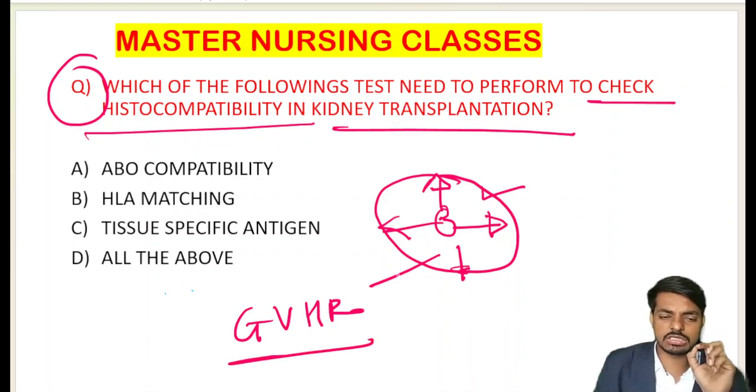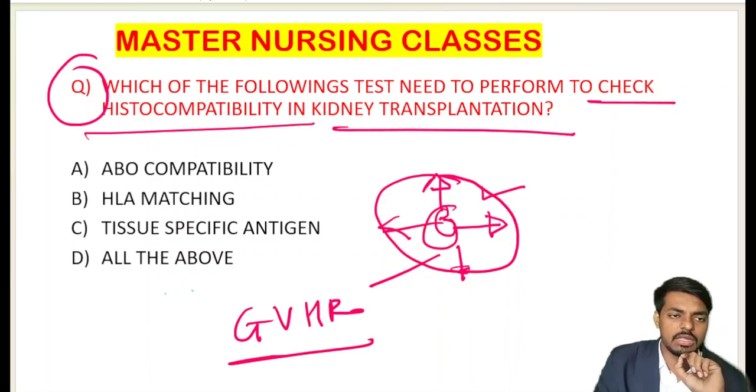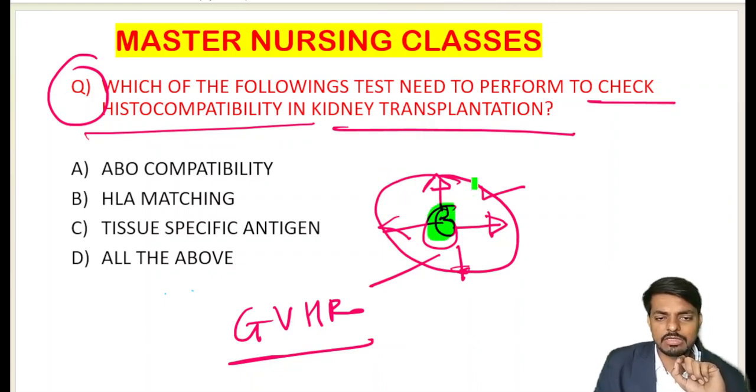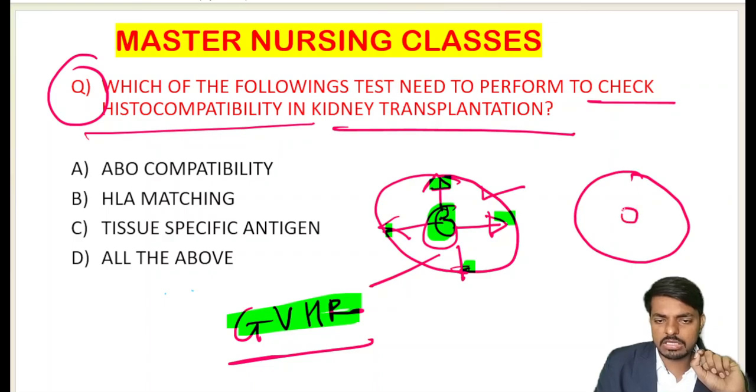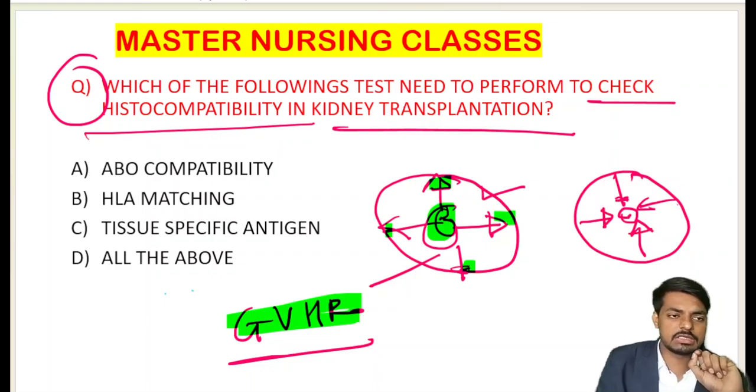What is the graft versus host reaction? The implanted organ itself is damaging the person's body. Look at the direction: the organ only is damaging the person's body. That is what we call graft versus host reaction. Now consider this one as the body and this as the implanted organ. Our body forms autoantibodies which damage the organ. Look at the arrow marks here: our body is rejecting the organ. We call that graft rejection.